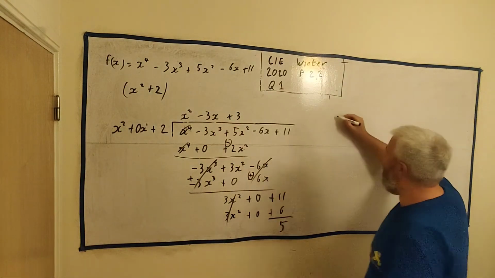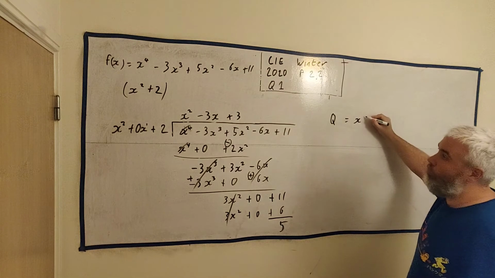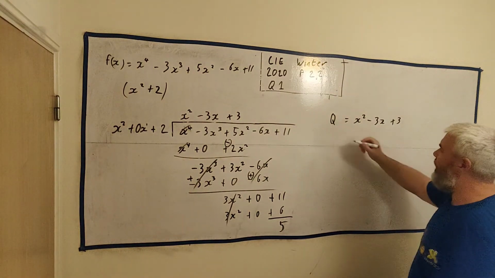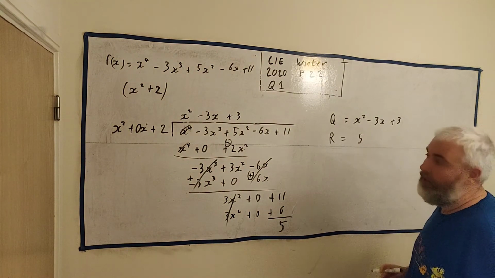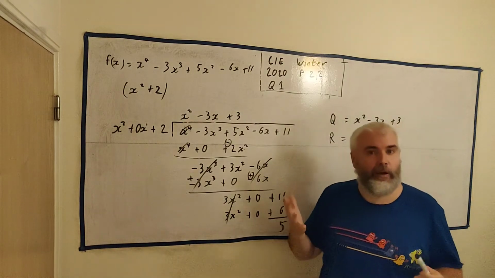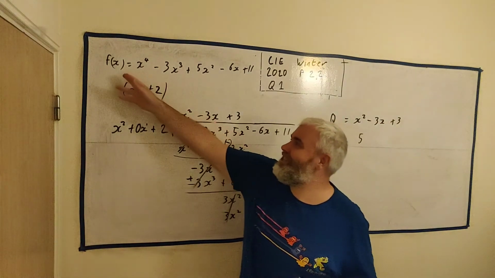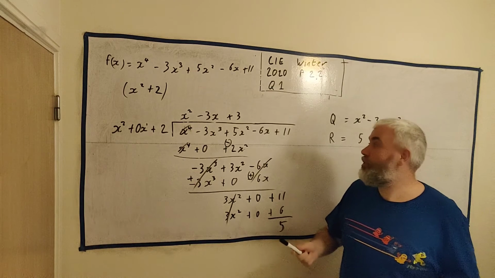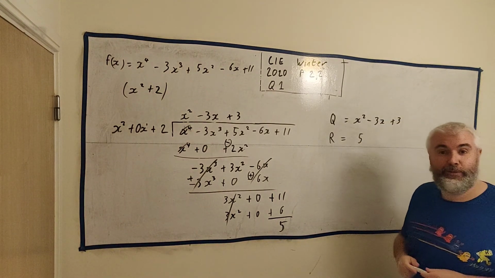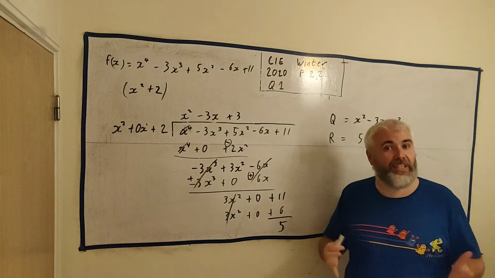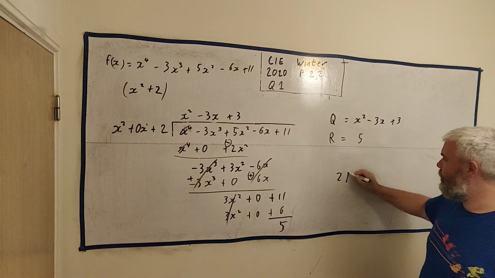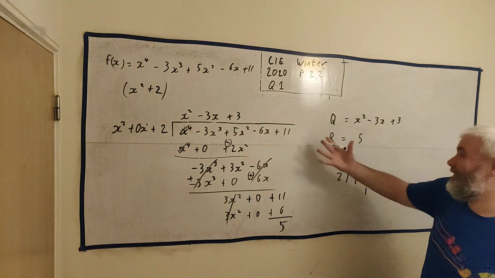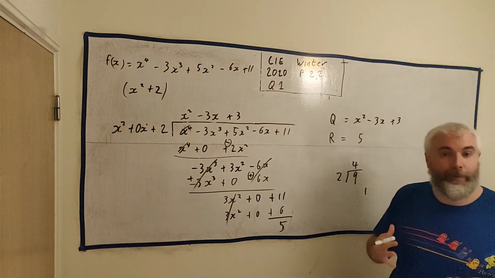There we go, there's our answer. They asked for the quotient: Q is equal to x squared minus 3x plus 3. This number here. And they asked for the remainder. The remainder is equal to 5. So a way you could say this out loud would be: the function f(x), when divided by x squared plus 2, gives a quotient of x squared minus 3x plus 3 with a remainder of 5. That's how you'd say it. Just like before, 2 divides into 9 with a quotient of 4 and a remainder of 1. It just doesn't come up that often that we use the words quotient or remainder.